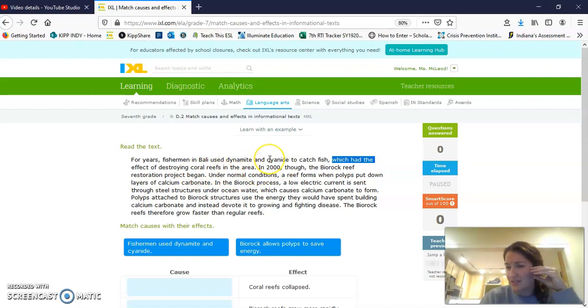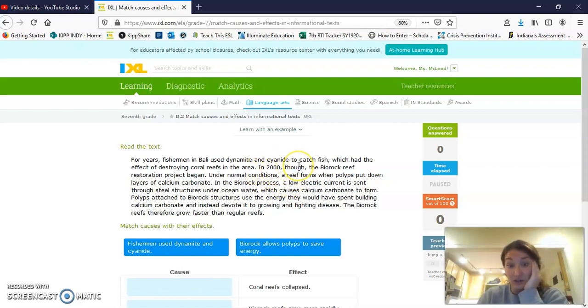We could also reword this sentence and put it in a clearer cause and effect structure. Since fishermen in Bali used dynamite and cyanide to catch fish, therefore, many coral reefs in the area were destroyed. This still shows cause and effect. Because of these items being used for fishing, it destroyed the reef. So now we have a problem on our hands. Let's look through and see if we find any other signal words.